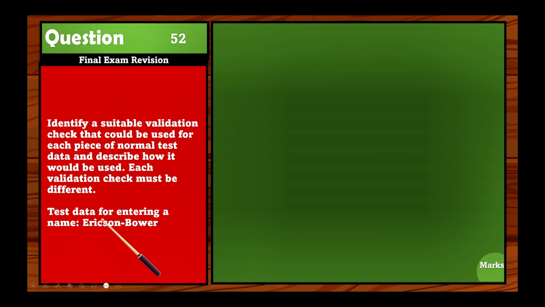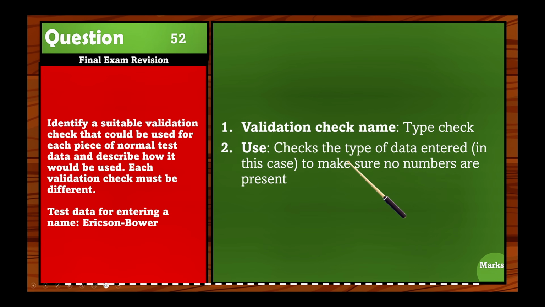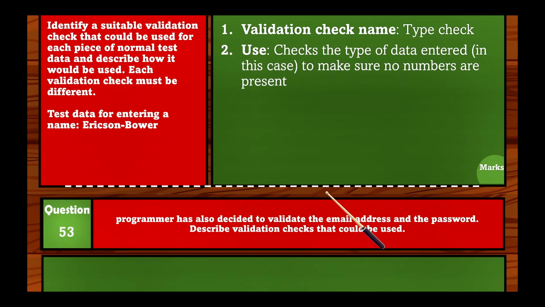Next one is identify a suitable validation check. Same question. Okay, so let's see this one. The test data for entering a name. So we can use a type check for this one. Check the type of the data entered, in this case to make sure that no numbers are present.